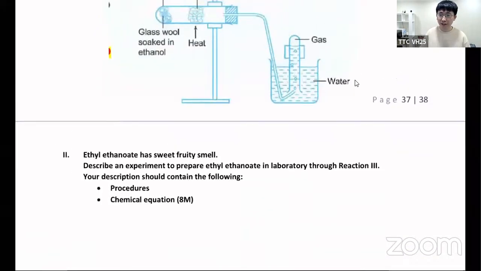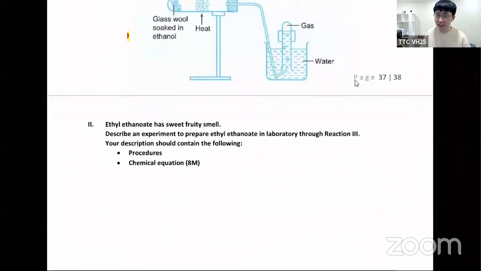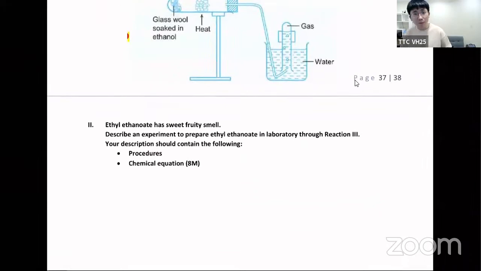Okay, guys. After that, next one. Next one is procedure writing about forming a chemical called ethyl ethanoate, which has a fruity smell. So now you want to describe the esterification step. Okay, guys, this one is basically memorizing how to form ester.